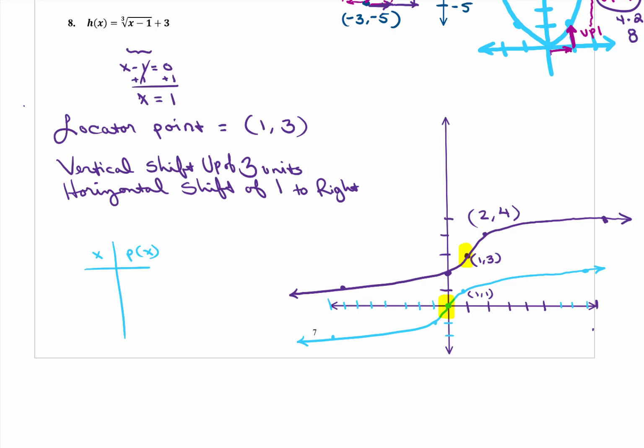So the locator point's the easy one to find, right? And then if you've got those other points of the parent function, you could just add 3 to the y value and then add 1 to the x value. And that'll get you all your new values for your transformed function. Yeah, so I think that's about it. I'm just going to finish labeling these points here.